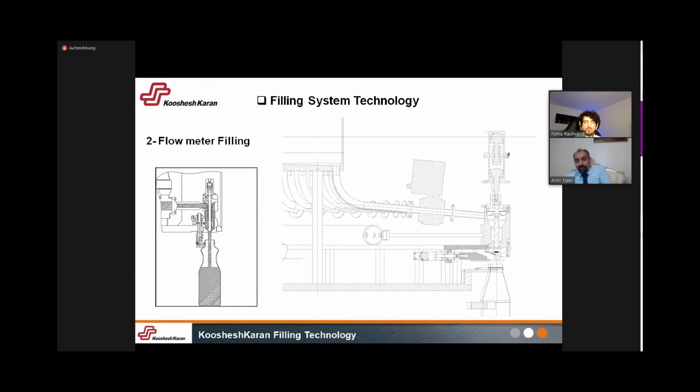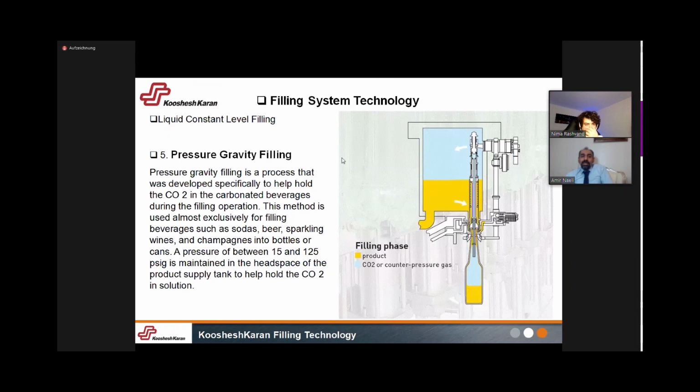And the last one, liquid constant level filling, is pressure gravity filling. Pressure gravity filling is used for carbonated filling. Till now we spoke about non-carbonated filling. Now we speak about the carbonated filling system. Pressure gravity filling is a process that was developed especially to help hold the CO2 in the carbonated beverage during the filling operation.